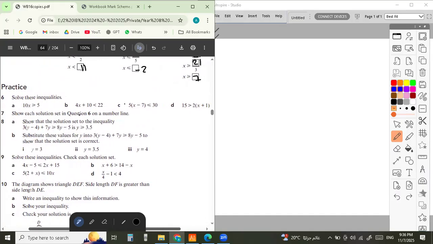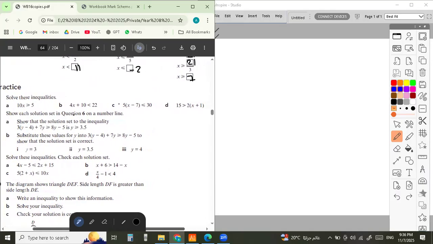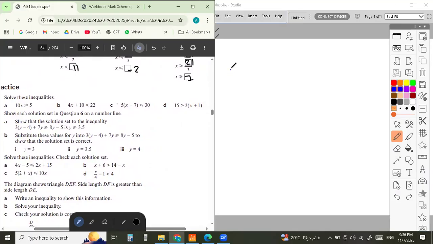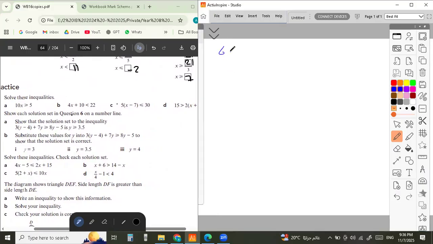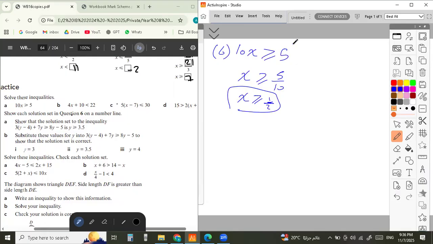Now, we need to solve these inequalities. That's question 6. So here I'm going to write 6. 10x is greater than or equal to 5. So I'm going to send this 10 to the other side as division. So x is greater than or equal to 5 over 10. X is greater than or equal to half, or as a decimal, 0.5. Fine, it would also be correct. That's question 6a.